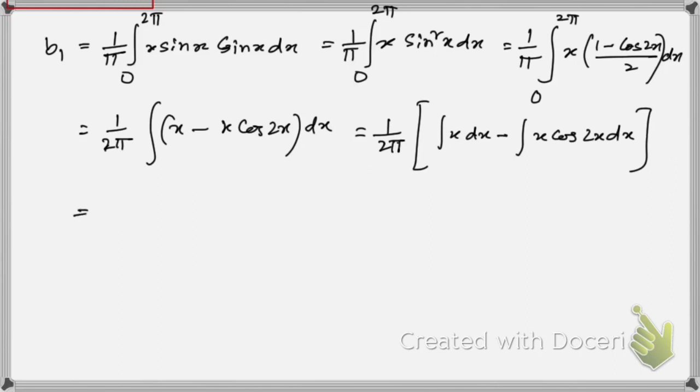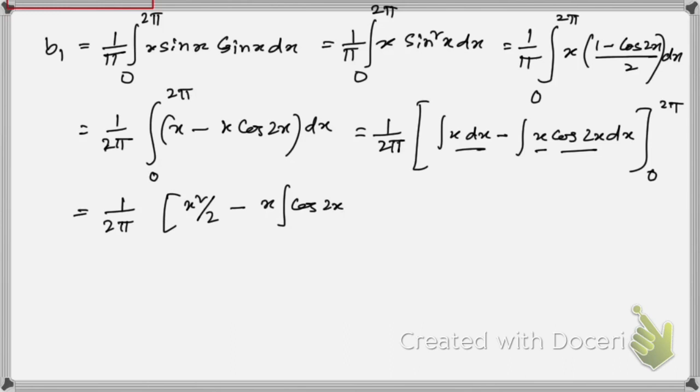So now you see 1 by 2 pi, if you integrate x dx, here let me put the limits 0 to 2 pi. If you integrate x dx, then you should get x squared by 2, minus, and use the product rule here. First function, that is x, integration of second function, that is cos 2x dx, minus this, minus because of this minus, that's going to be plus, right? Then integration of the derivative of the first function, that is 1, so derivative of x is 1 simply. So then again integration of cos 2x dx, right?